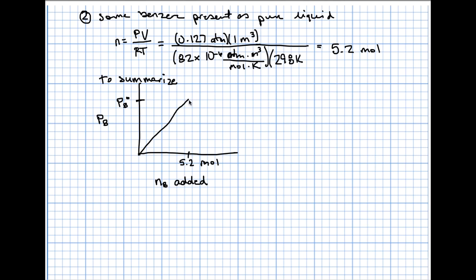Once we reach that vapor pressure, there can't be any more benzene in the gas phase at equilibrium, and so the rest of the benzene that we add has to be present as a pure liquid. We could represent that. This line here would be the mass of pure benzene.